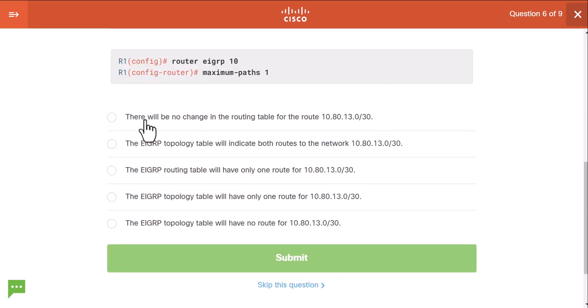So let's see the answers. There will be no change for the route. The EIGRP topology table will indicate both routes to the network. And this is correct, I think, because both routes will continue existing in the topology table. The EIGRP routing table will have only one route, and this is also correct, I guess. The EIGRP topology table will have only one route. The EIGRP topology table will have no route.